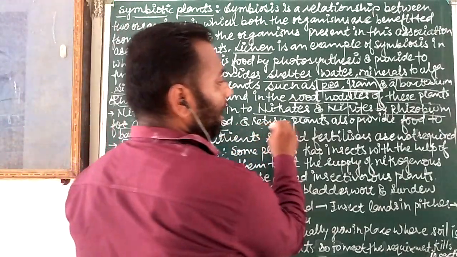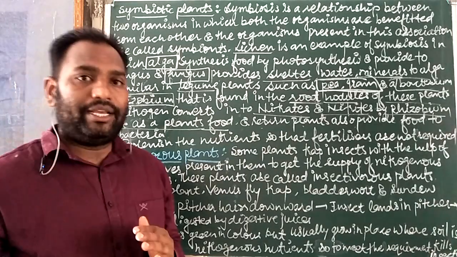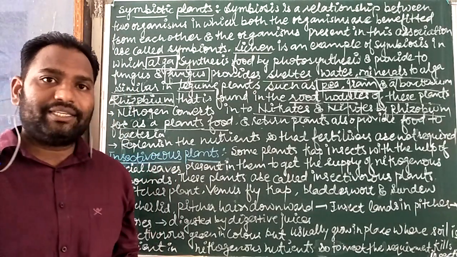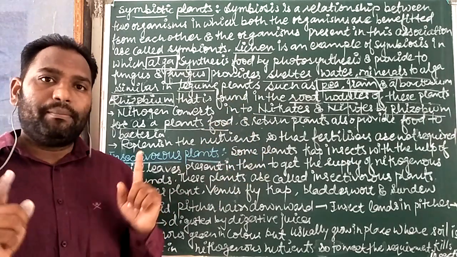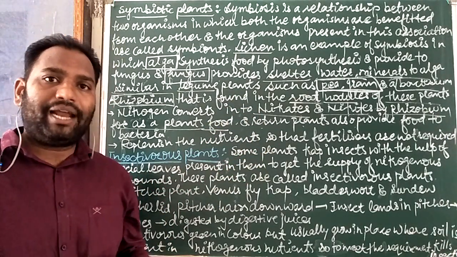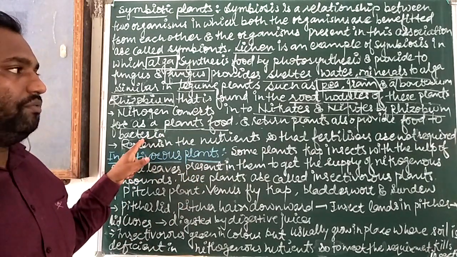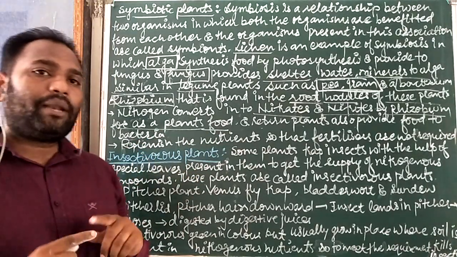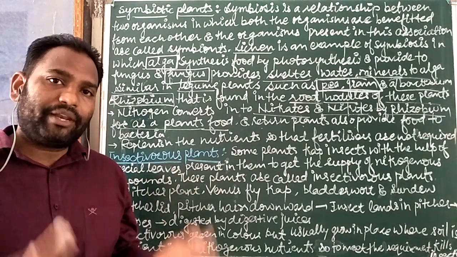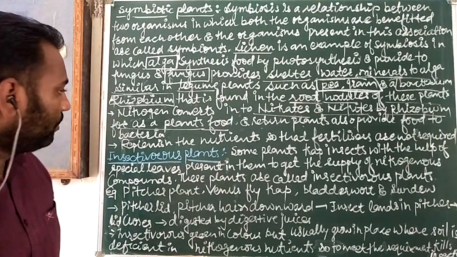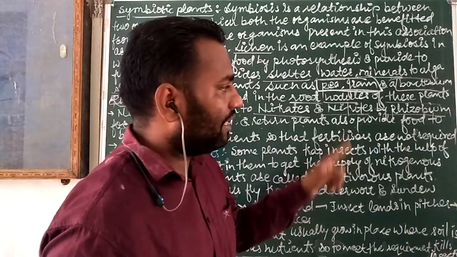And in return, plants also provide food to the bacteria. It means rhizobium bacteria provide nutrients in the form of nitrates and nitrites to the plant, and in return the plant also prepares food for the bacteria. Both are making food for each other, giving benefits to each other. They replenish the nutrients so that fertilizers are not required.